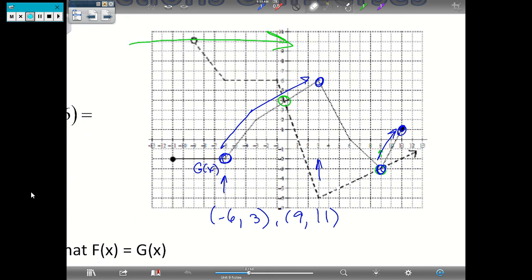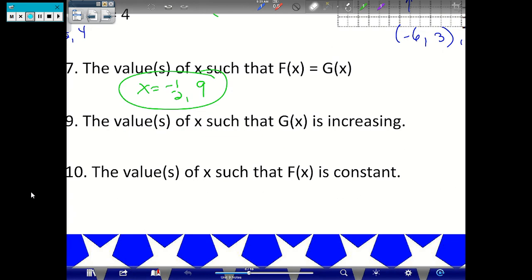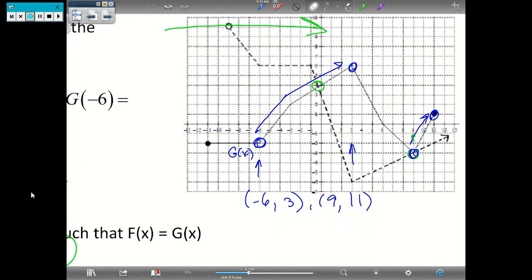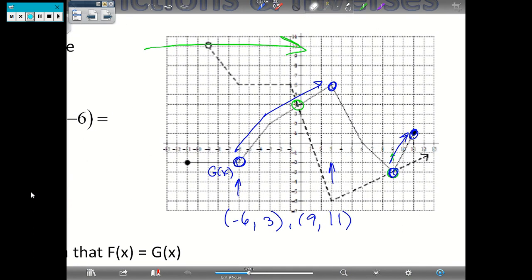And let's look at 10. The values of x such that f of x is constant. F of x is the y value, right? We want where the y value of f is constant. So let's look at it. Let's see. F was the dotted line one.